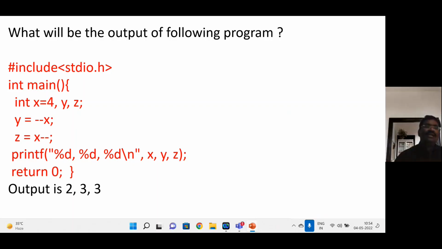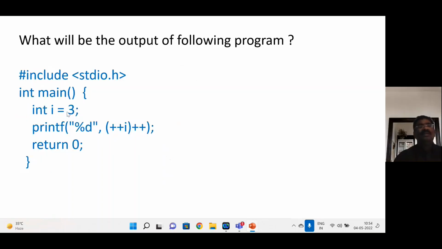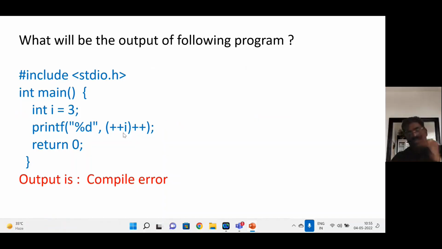#include <stdio.h>, int main, int i = 3, printf("%d", i++ ++). But when you are using i++ ++, a compiler error will come. That is the error, because here we cannot use two increment operators together. Even if you separate them with braces, it is not possible. The compiler cannot distinguish these two.